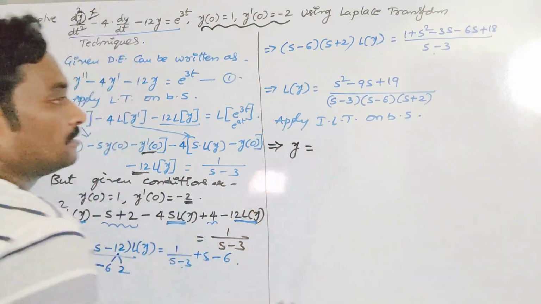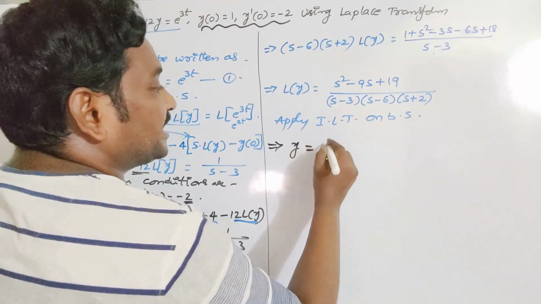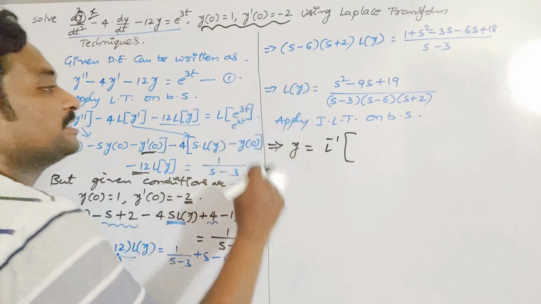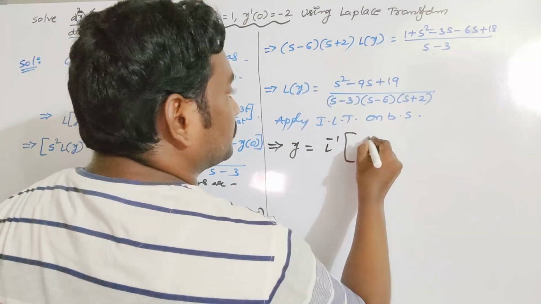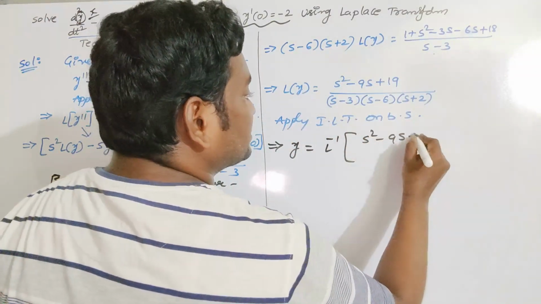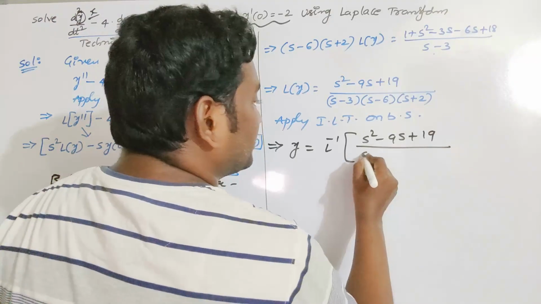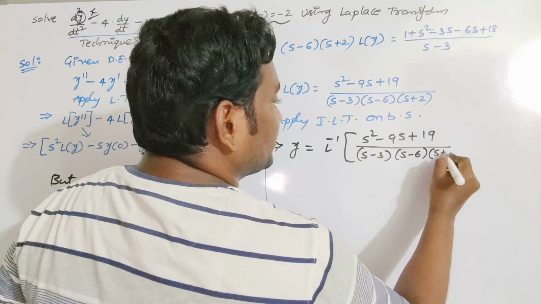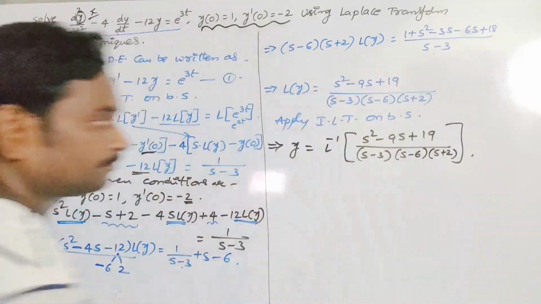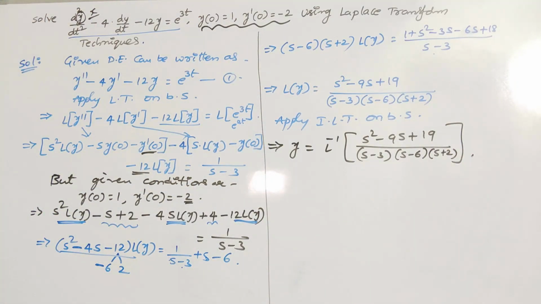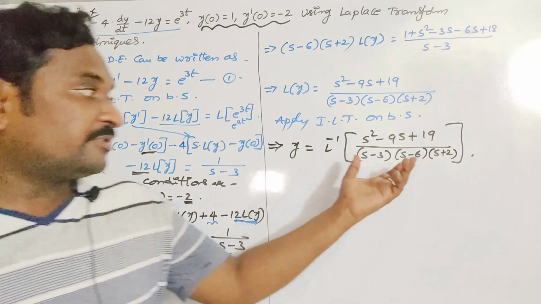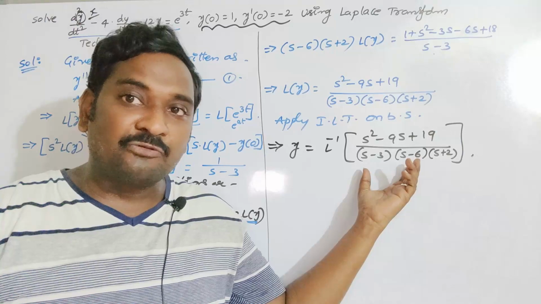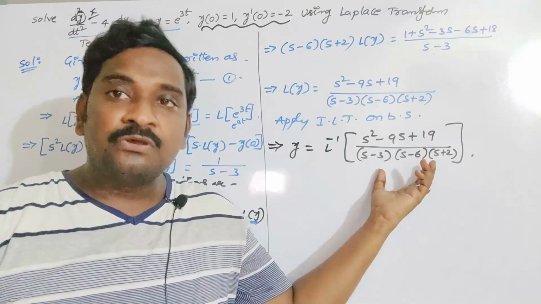y is equal to, if I apply L inverse, you will get y is equal to, because L inverse of L of y is y only. So L inverse of this entire term, s square minus 9s plus 19 whole by s minus 3 into s minus 6 into s plus 2. How can we simplify this type of problems? We can simplify this type of L inverse by applying partial fractions. So first of all, we have to resolve the given function into partial fractions.